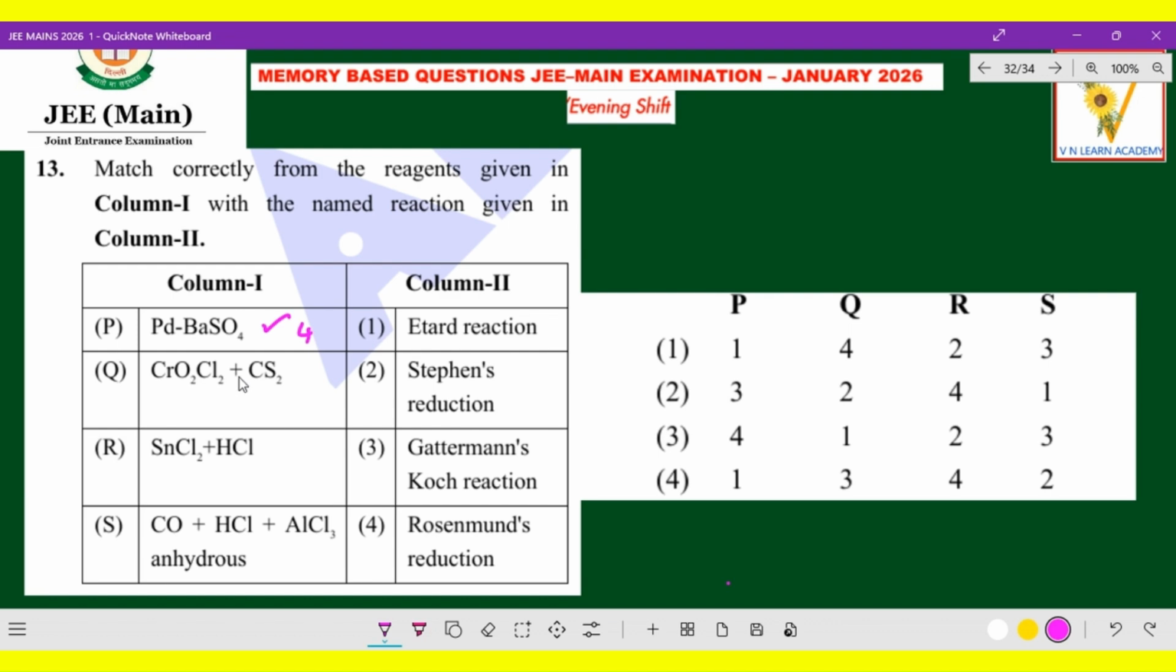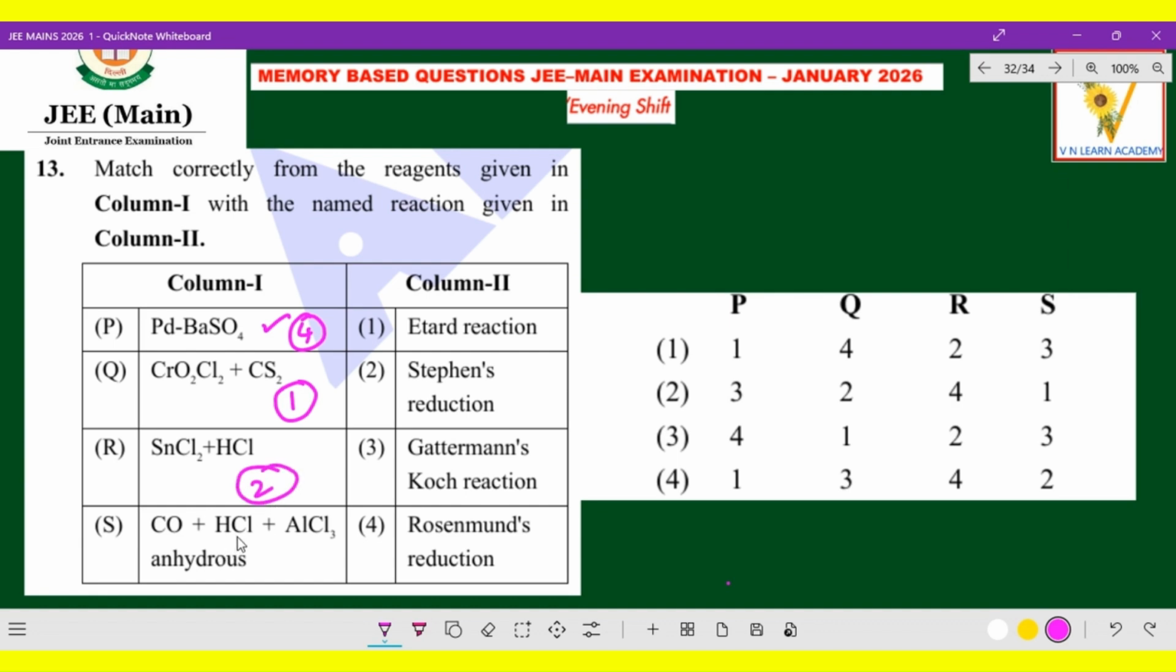And CrO2Cl2 plus carbon disulfide, this is the Etard reaction. In the Etard reaction, toluene is converted to benzaldehyde. Toluene is actually a hydrocarbon, and the hydrocarbon is converted to benzaldehyde. So Etard reaction is 1 and this is 4. And SnCl2 is the Stephen reduction. Here also a cyano compound, the cyanide group, is converted to aldehyde. So this SnCl2 is 100% Stephen reduction.